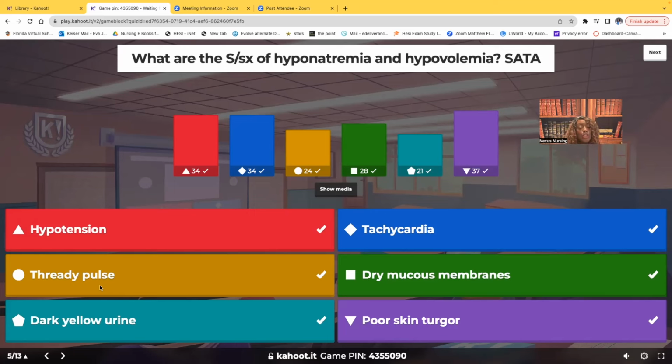Let's keep going. Dark yellow urine. Why would the urine be dark yellow instead of light yellow or amber? Well, because it's concentrated. Patient's dehydrated. When the patient's dehydrated, that urine is going to be concentrated. Duh. And of course, last is poor skin turgor. Patient's got poor skin turgor because they have no fluid. They are dehydrated. That's a sign and symptom of dehydration.